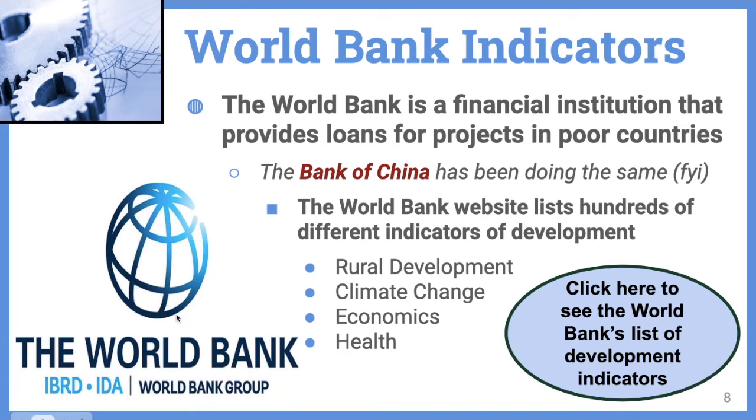In some cases, it is trying to push the development of infrastructure, but it could also be for rural development. It might have something to do with climate change and combating the effects of climate change. It might be to promote the economy in a particular region or give people better access to healthcare, build hospitals, things of that nature. So if you're interested, you can click on this link here, and this is going to show you a list of all of the development indicators that are used by the World Bank. And what you'll see is that a lot of them are very similar to the economic and social indicators that we just looked at on the last couple slides.